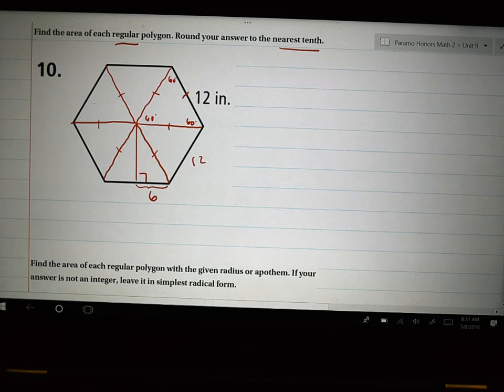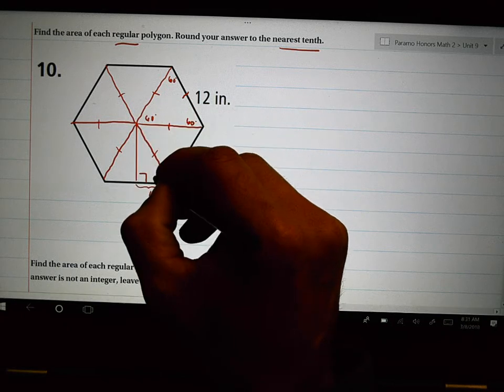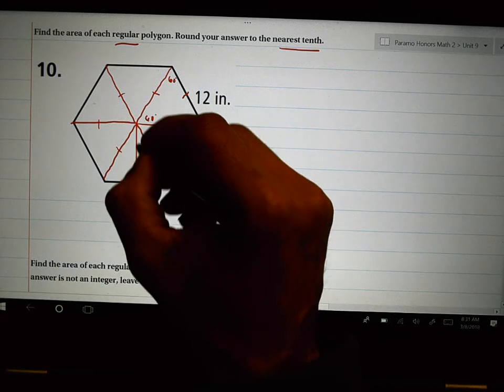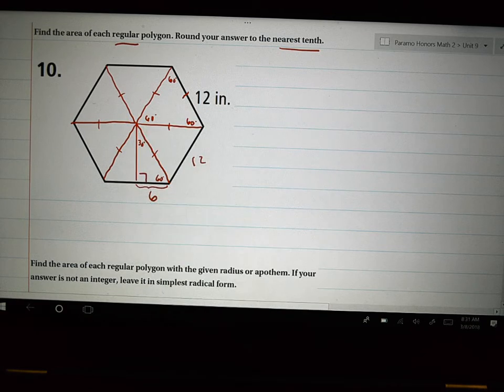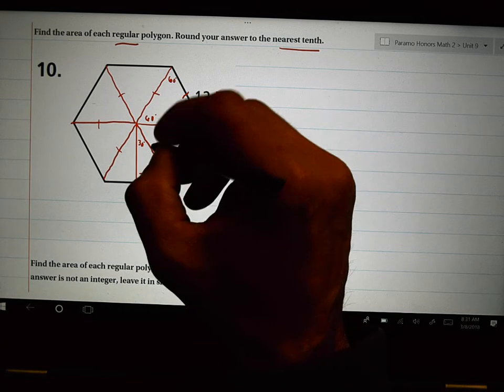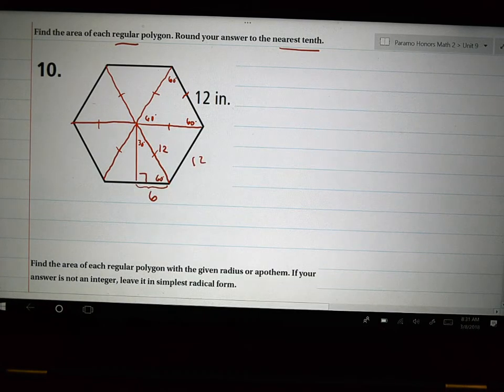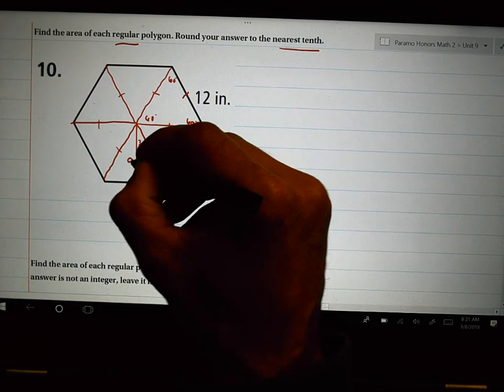And this only works for hexagons right now. It would also work for equilateral triangles. Those are the only two. And so if I think about that, that means that this angle here has to be 60 degrees, and this angle here has to be half of that vertex angle, which is 30 degrees. Now this has to be 12. And so I need to figure out what this apothem is. And I'm going to put a little A next to it.